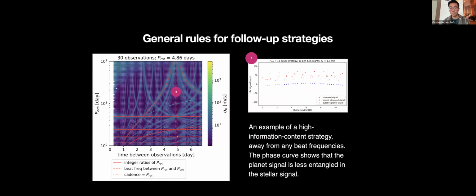So this third case is just an example of a good strategy. A high information content strategy, in which you're away from any kind of beat frequency and away from those horizontal line danger zones. And you can see the phase curve shows that the planet signal is less entangled, not even entangled, in the stellar signal.